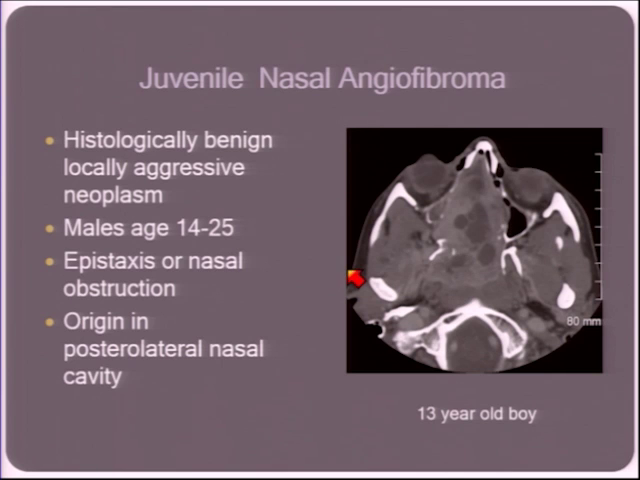Juvenile nasal angiofibroma is a benign lesion but locally aggressive. We see it in males, and they present with nosebleed or nasal obstruction, and it has its origin in this very specific location, the posterior lateral nasal cavity at the sphenopalatine foramen. So in this 13-year-old boy, you can see this heterogeneous mass filling the nasal cavity and nasopharynx bilaterally. You can appreciate extension into the pterygopalatine fossa here on the right, and you can compare that to the preservation of the fat seen here on the normal left side.